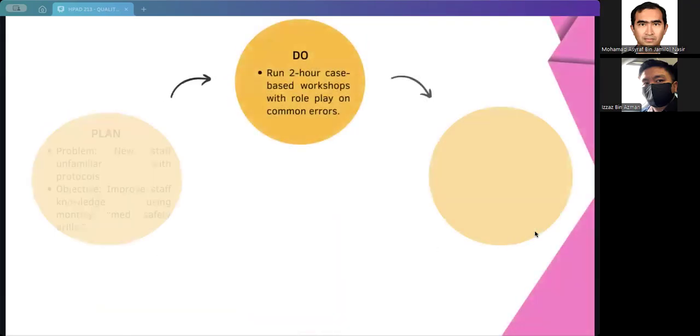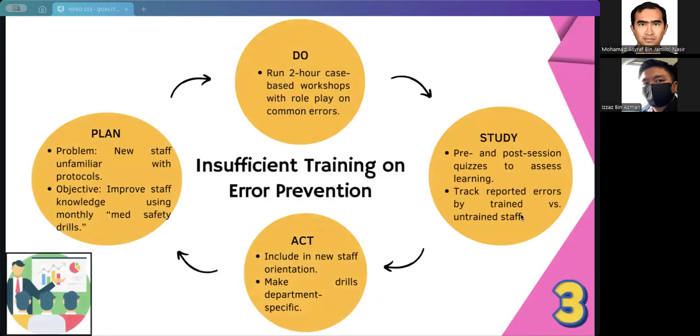Okay. So under the plan, many new staff members are unfamiliar with the essential protocols, which can increase the risk of error. So our objective here is clear: to improve staff knowledge through monthly medication safety drills. How do we plan to achieve this? By running a 2-hour case-based workshop that includes role play to address common errors.